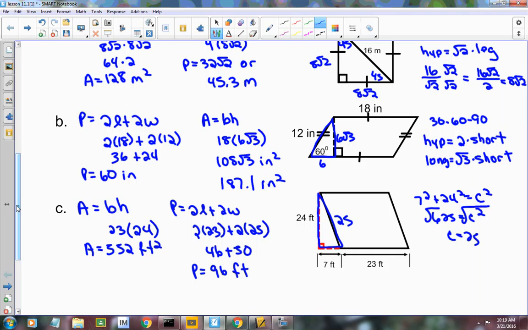All right, so any questions on what I did there? Following the formula is not really hard. The hard part comes in trying to figure out what to put in, right? You might have to go back and use your 30, 60, 90, your Pythagorean theorem, okay, something like that.